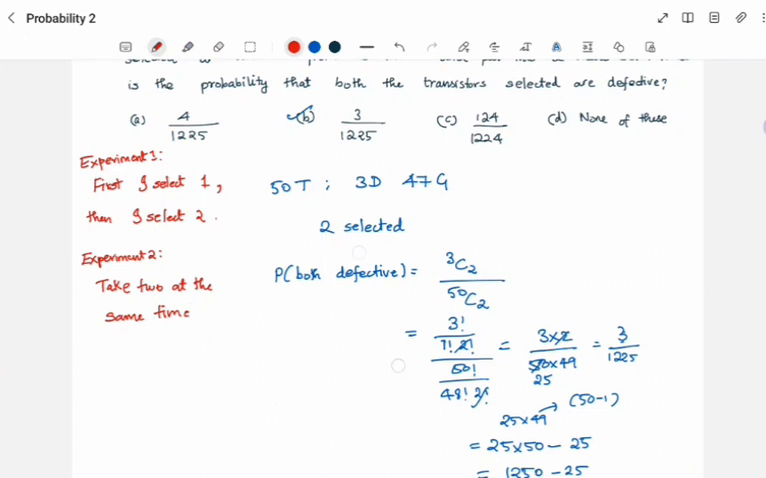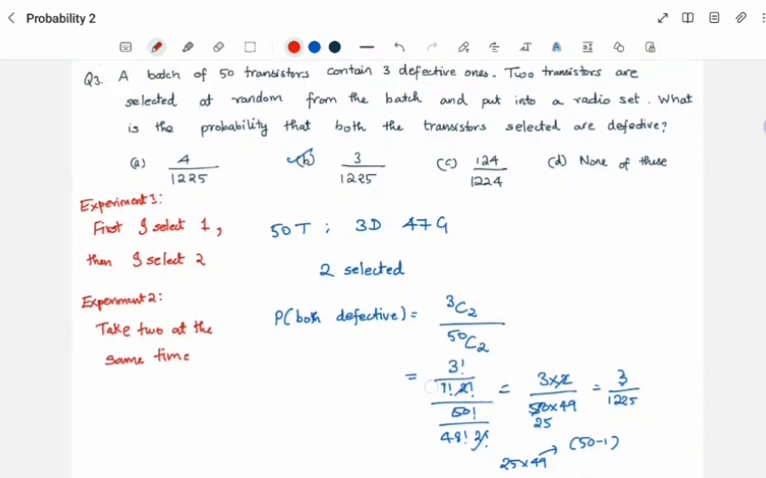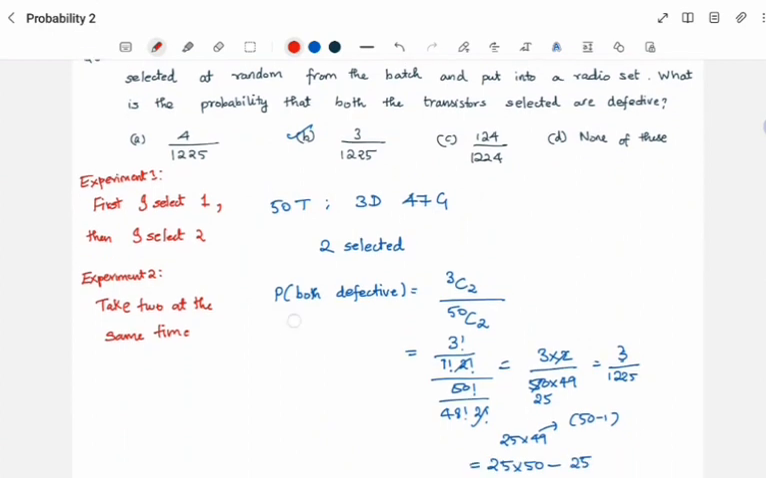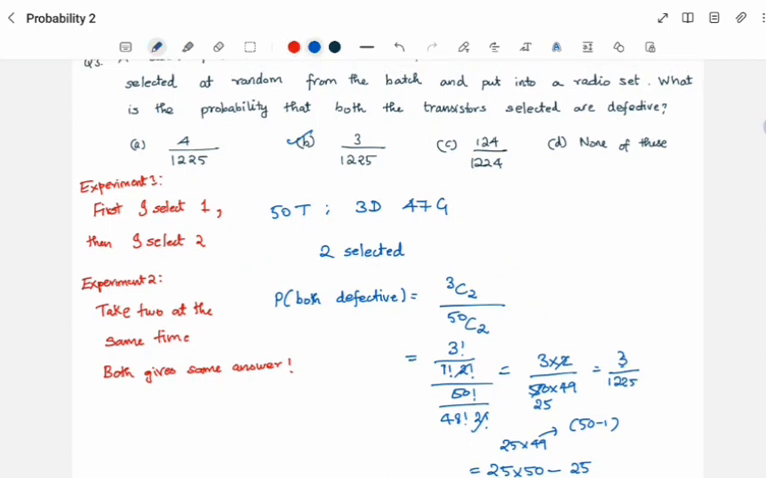So this difference comes, right? Can you guess whether, assuming either experiment 1 or experiment 2, it will change the answer? So actually both will give the same answer. What is happening is, in this case, if you see, the order matters. The order in which the transistor comes out is mattering, but in this case the order doesn't matter.